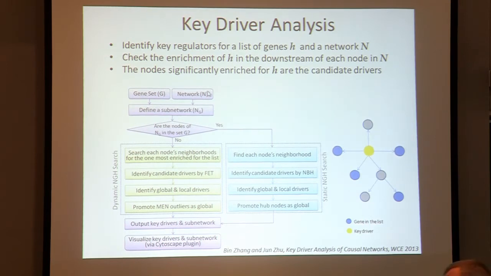The arrows here represent causality. This is a causal relationship, but in many cases, if the causal relationship is not available and you just have the association, we found this method also works.